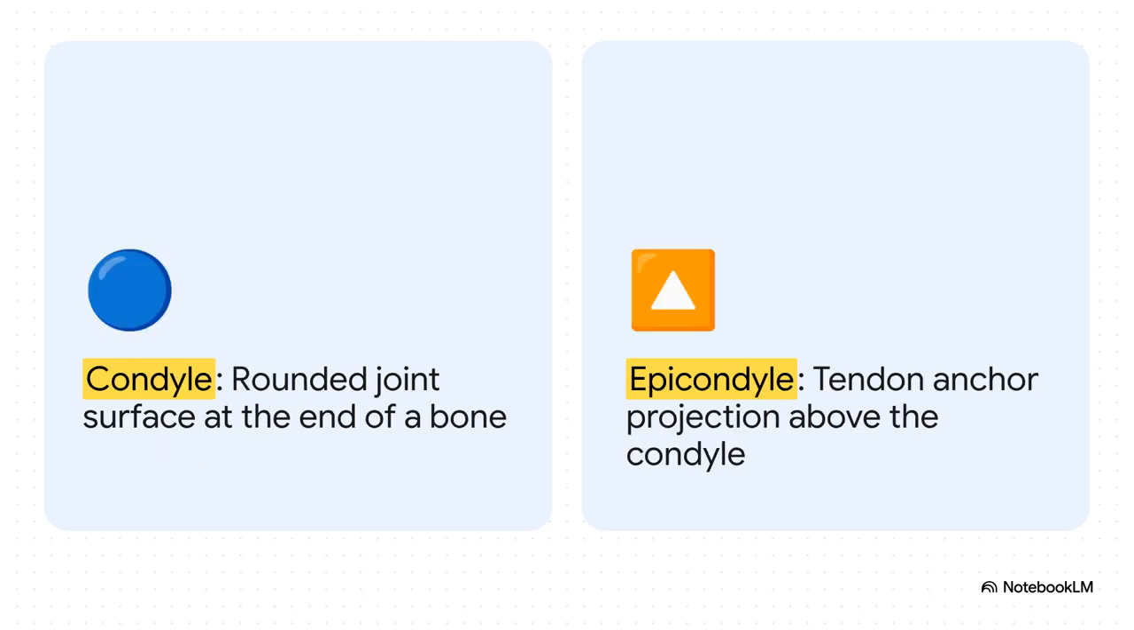Here is another classic look-alike mix-up I see all the time: condyle versus epicondyle. A condyle is the rounded joint surface at the end of a bone. It physically participates in the joint itself. Think of the epicondyle more like a projection above or near the condyle that just serves as an anchor point for tendons. Fair warning, picking the wrong bony landmark here will completely derail your code selection.